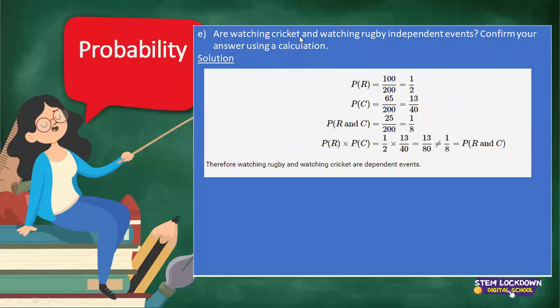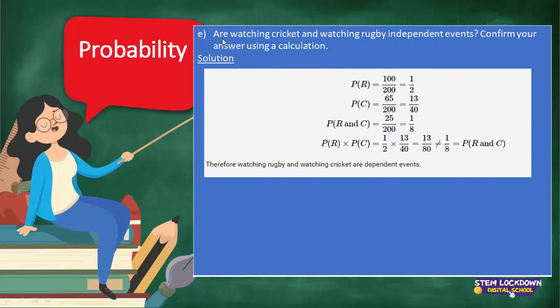Right. And then, are watching cricket and watching rugby independent events? Confirm your answer using a calculation. Yesterday we talked about independent events. Two events are independent if the probability of A and B, meaning the probability of A intersection B, equals the probability of A times the probability of B.